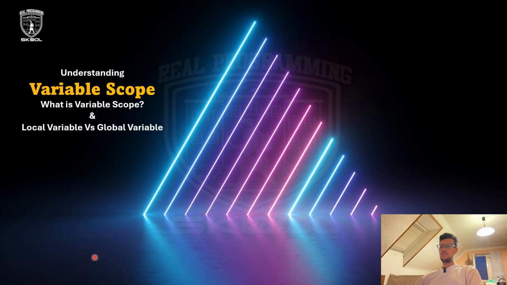Our lesson today is about variable scope. What is variable scope, and what are local variables and global variables? There is something we call variable scope. A variable has a scope, and there is also something called a local variable and a global variable. So let's go to Visual Studio to figure it out together.